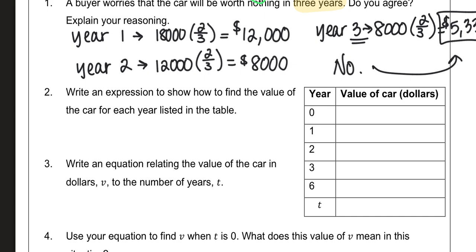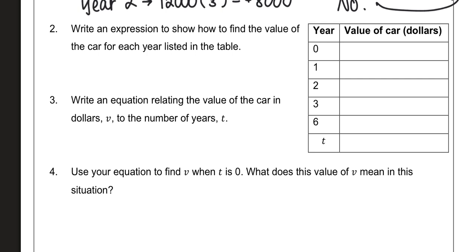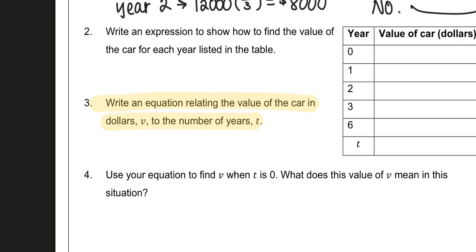Okay, so we want to write an expression to show how to find the value of the car for each year listed in the table. And I'm actually going to have us start down here with number 3. Okay, writing the equation first. So remember back to the last lesson, our equation is generally f of x equals a times b to the x. Where a is our initial value, b is our growth factor. So here, our variable for the output is v, and our input is t.